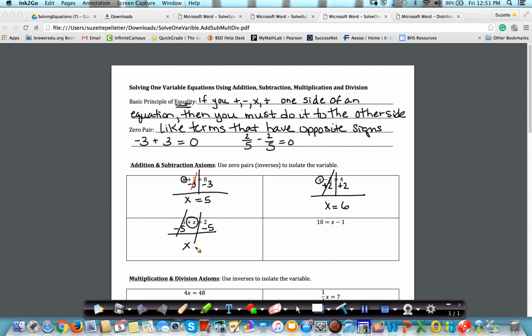In the fourth example, my x term is right here, and here's my balance, and I have to undo a -1. I'm going to do that with a +1.